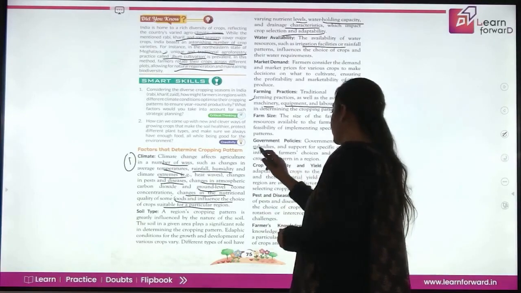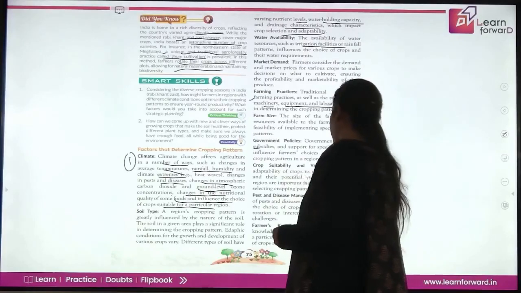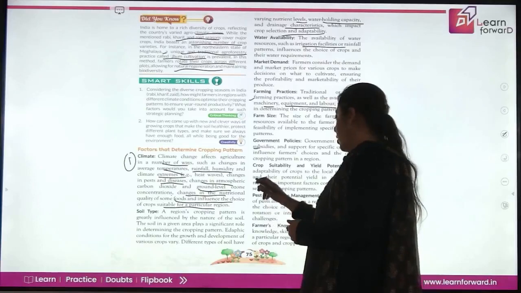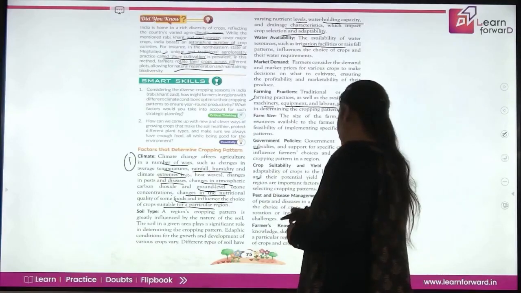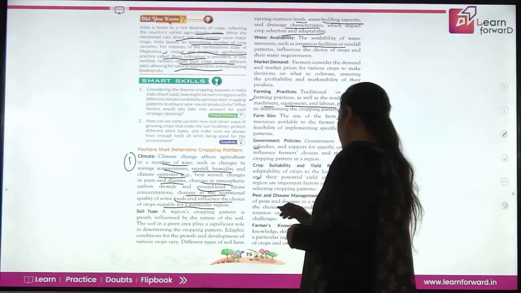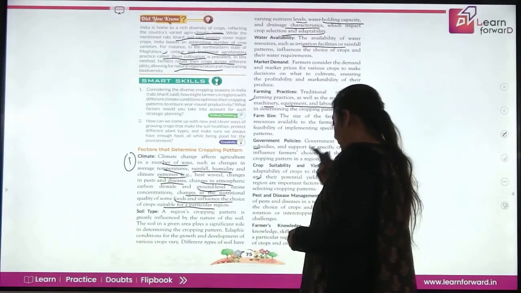क्रॉप की सूटेबिलिटी और यील्ड पोटेंशियल, द अडेप्टेबिलिटी ऑफ क्रॉप्स टू the local condition and the potential yield in a particular region are important factors which is considered for selecting the cropping pattern. Then is the pest and disease management. The prevalence of pests and diseases in a region can influence the choice of crop and need for crop rotation or intercropping to manage these challenges.